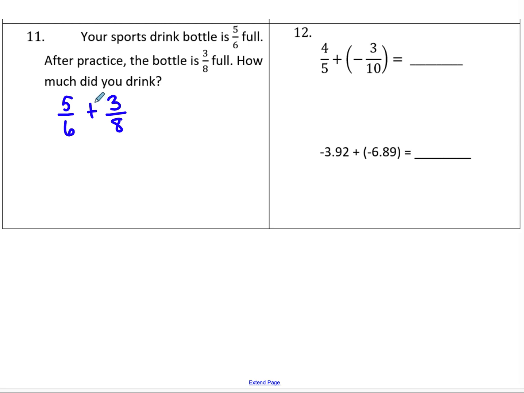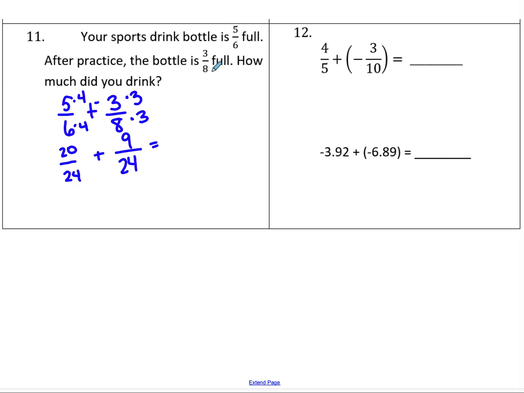Okay, we're going to do boom, change to addition, boom, change the sign. We do need a common denominator. A good one for 6 and 8ths is 24ths. Okay. 6 times 4 is 24. So now we're going to do 5 times 4, which is 20. Okay, and then here we're multiplying by 3. 3 times 3 is 9, and 8 times 3 is 24.